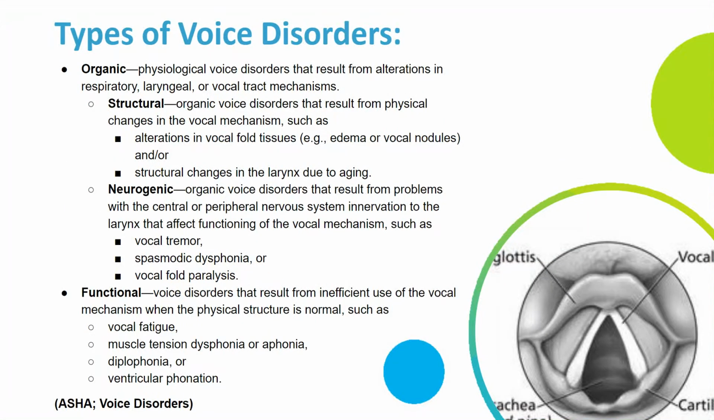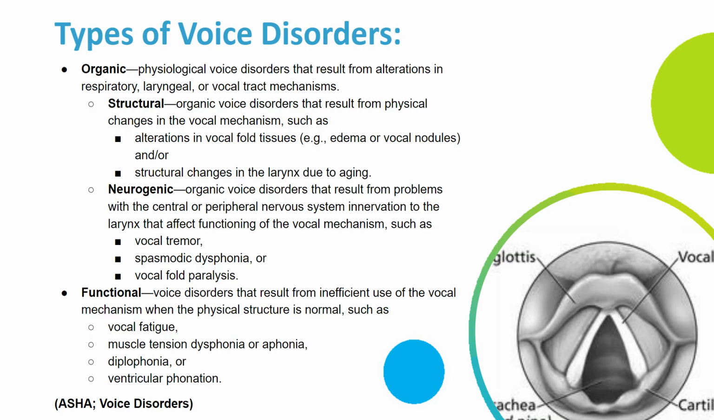Now, on this slide, I've included a few different types of voice disorders. So our two main categories are organic and functional. Within our organic voice disorders, we have structural voice disorders that result from physical changes in the vocal mechanism. Now, this might include vocal nodules being present on the vocal fold, or structural changes in the larynx due to aging, as well as neurogenic voice disorders.